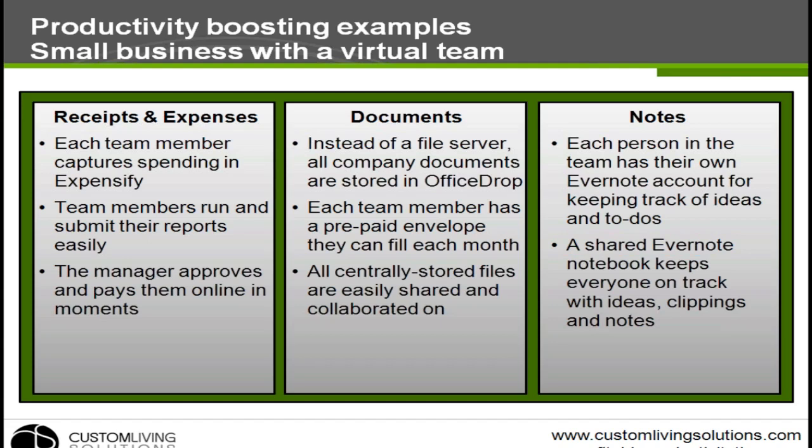For the ongoing documents, the paper-based ones that come in, each team member receives a prepaid Office Drop document envelope, and then as the month goes on, they can simply fill their document envelope with all the things that need to be scanned. And then once a month, they send the envelope from Office Drop directly in the mail. It's prepaid, and then it arrives at Office Drop and is scanned. Within a few days, all of the documents that that person had been collecting over the previous month are now accessible to everyone in the team, so that they're not limited to being accessed just on that person's desk.